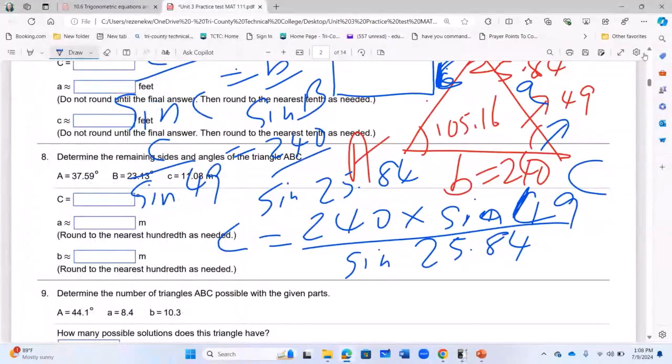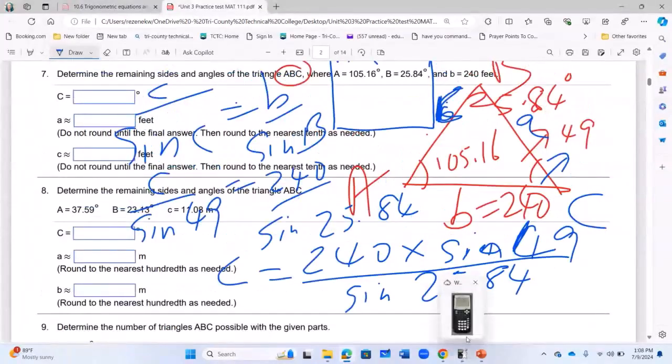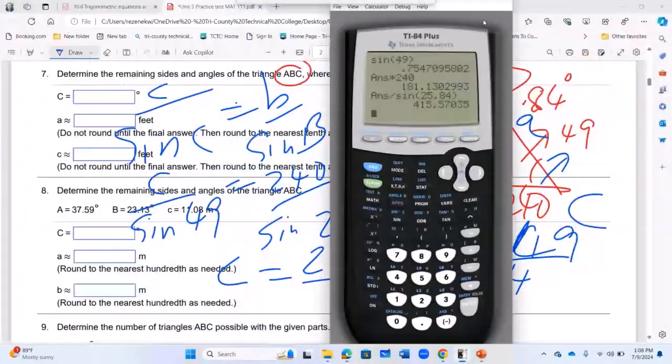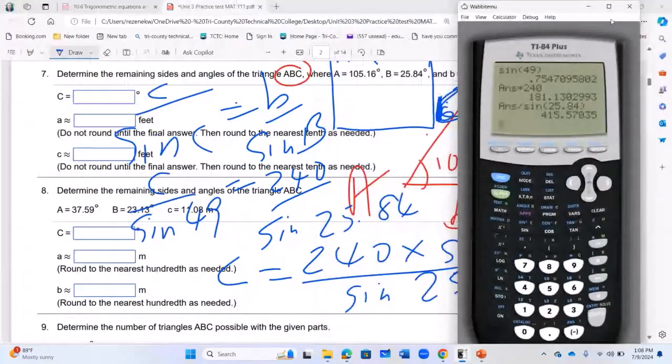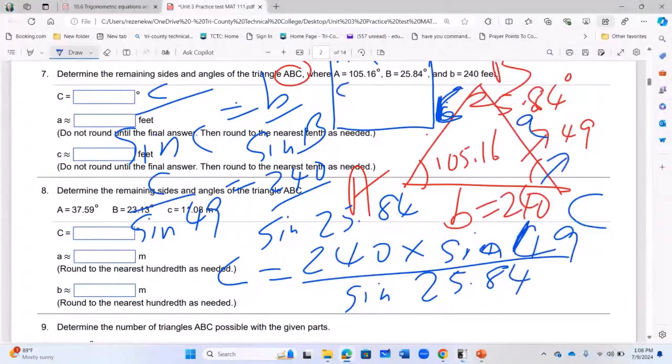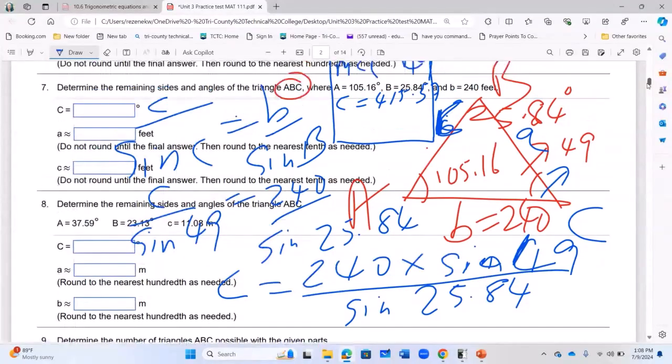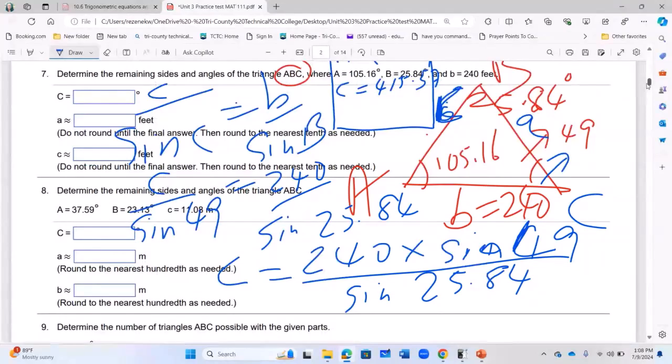And so I'm going to put it in there. So measure of side C is 415.57. Okay, C is equal to 415.57. All right. The next thing I want to find, I have found one angle, found one side. So there is a missing side, and that missing side is side A. Side A is not given to me.